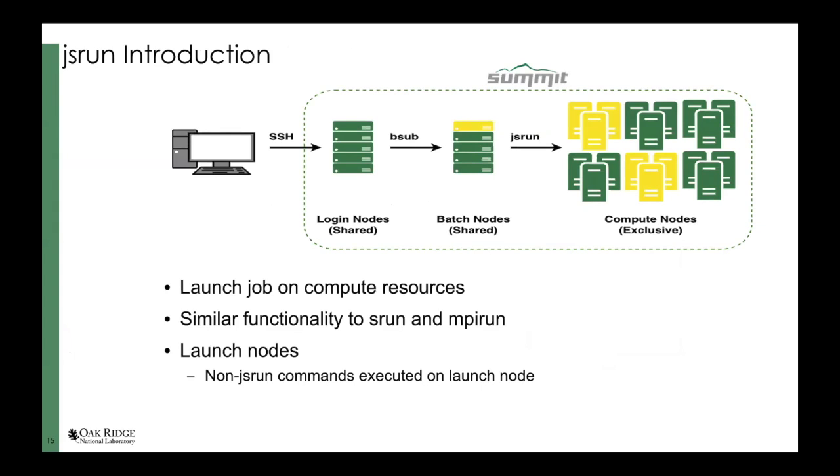So now I want to move into the job launcher, and so again, the job launcher on Summit is JSRUN. JSRUN is the tool that you will need to use to get from the batch nodes to the compute nodes. So LSF will allocate the compute nodes. It will place you on a batch node. Anything in your batch script or your interactive batch job that you run serially, not through JSRUN, will land on the batch nodes. Anything that you want to go to the compute nodes, you'll need to use JSRUN.